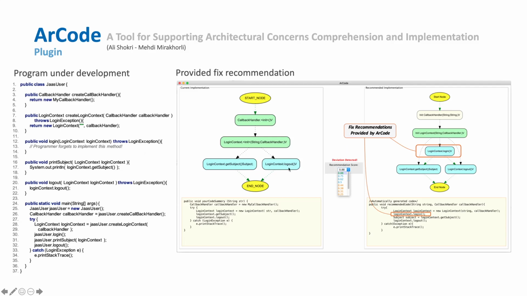So the ArCode plugin, first of all, visualizes how APIs of the Jazz framework are being used in this code snippet and summarizes the whole thing in this simple short version of the program, which only includes the APIs. And then it provides a recommendation on how the correct version of this implementation should look like.